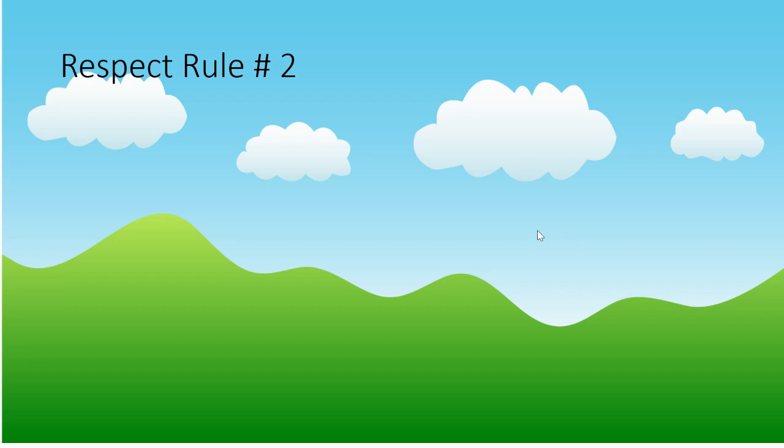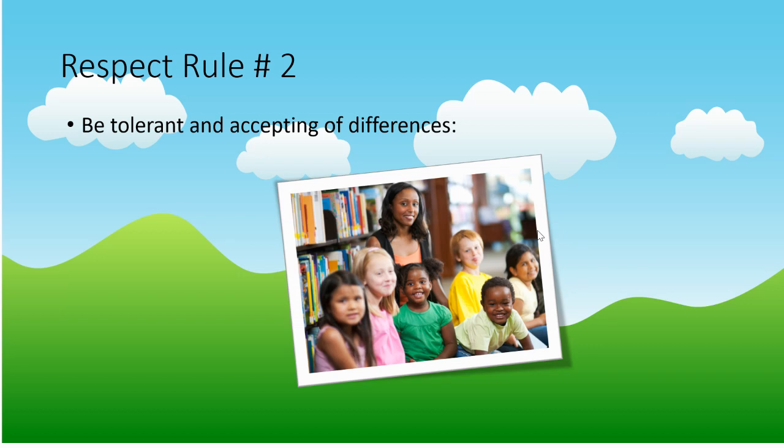Respect rule number 2. Be tolerant and accepting of differences. The world in which we live, people come in all shapes, sizes, and races. Everyone is different, so we should be tolerant of others' differences. Could you imagine living in a world where everyone looked exactly the same? Everyone had exactly the same hair color. Everyone had exactly the same skin color. Everyone was exactly the same size. Well, all animals would just be one breed of animal. It would be a pretty boring world to live in, correct? So, since everyone is different, all things are different, we need to be able to accept all differences.